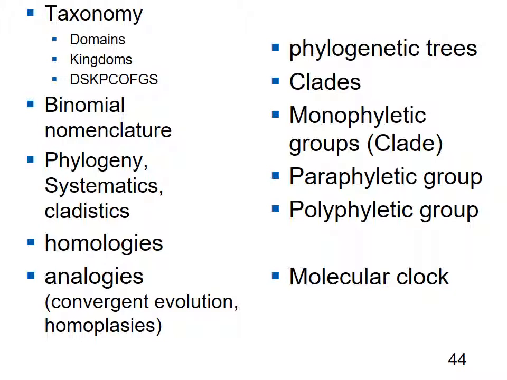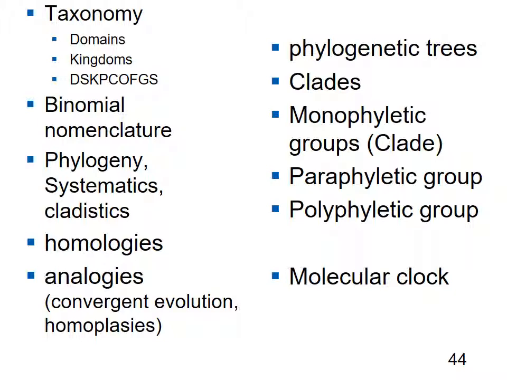We talked about homologies, so similar structures or sequences that are due to shared ancestry, and analogous structures, which are structures that are due to something like convergent evolution, or they could even just be a random mutation that occurred in different organisms. So those are structures that are not similar due to common ancestry. And then we talked about building a phylogenetic tree. We'll do some examples of that in class.